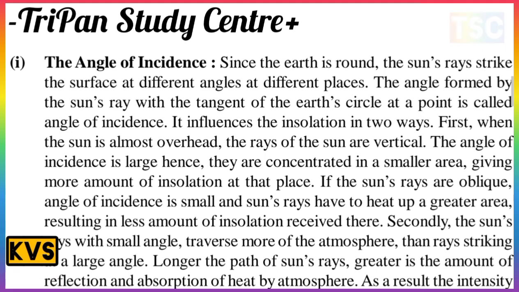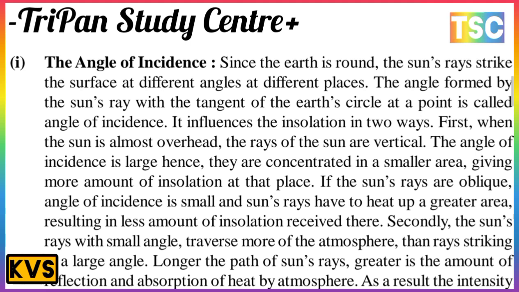First, when the sun is almost overhead, the rays of the sun are vertical. The angle of incidence is large enough that the rays concentrate in a small area, giving more insolation at that place. If the sun's rays are oblique, the angle of incidence is smaller and the rays have to heat a greater area, resulting in less insolation received there.